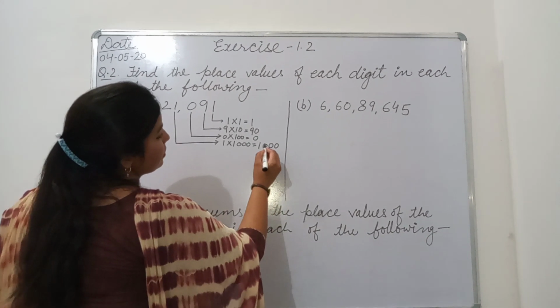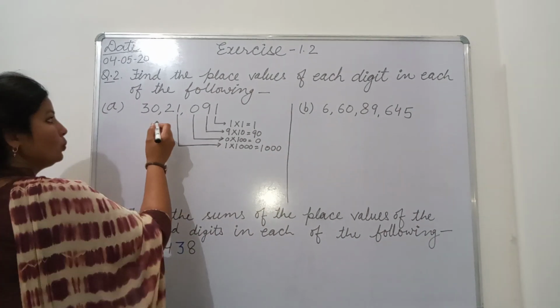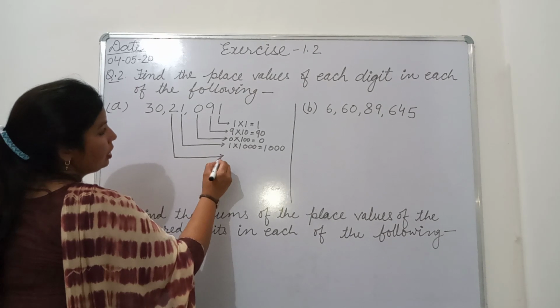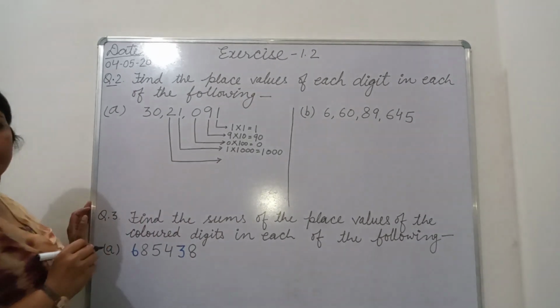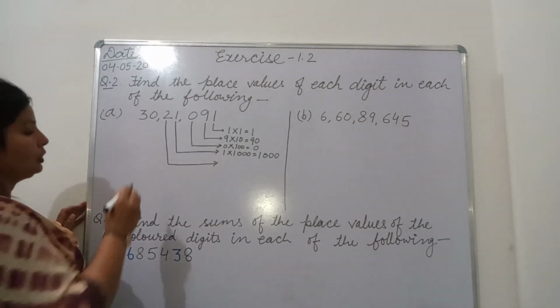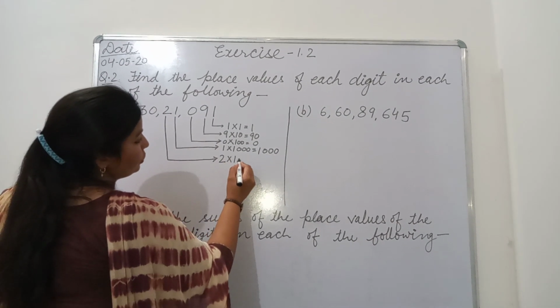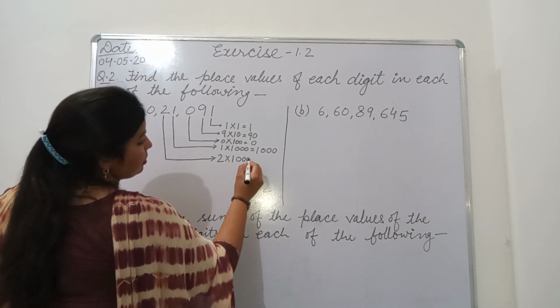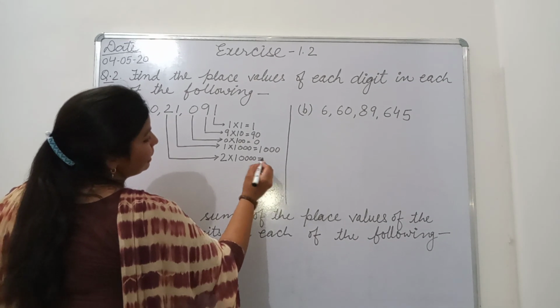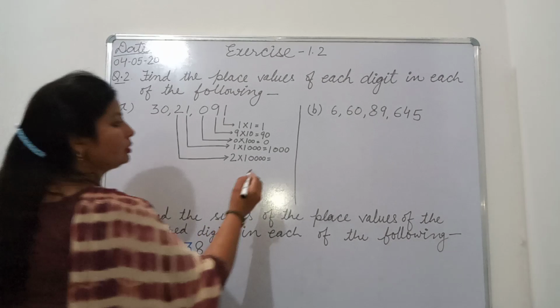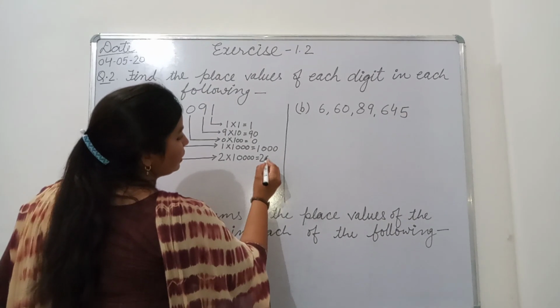Okay. Next is 2. 2 is on which place? On 10,000. 2 is on 10,000. So 2 multiply by 10,000. So 2 multiply by 10,000 is 20,000. So the answer is 20,000.